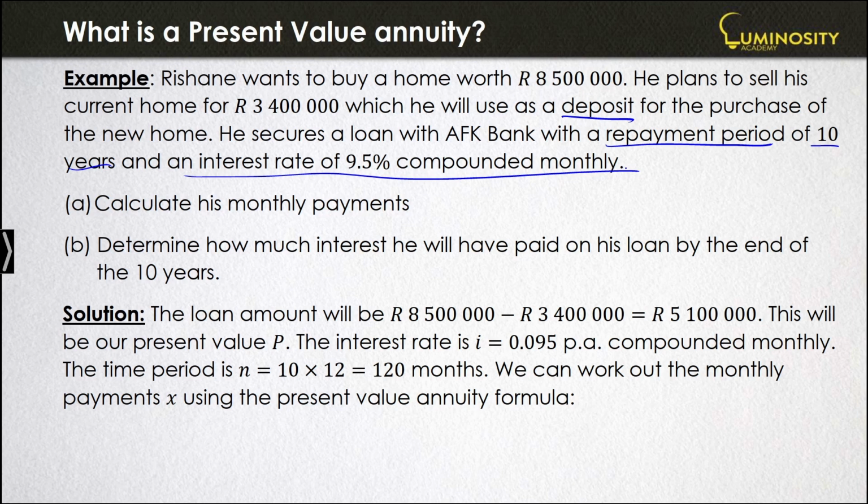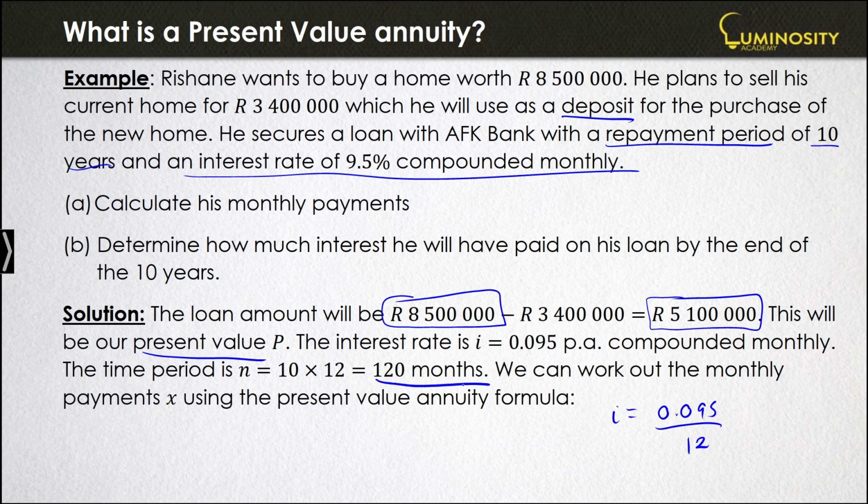Okay, so the loan amount is that 8.5 million Rand, but he's sold his house for 3.4 million Rand. So essentially, he needs 5,100,000 Rand. That is our present value. That's what we want to borrow presently. The interest rate is 0.095 compounded monthly. So that means i is going to be 0.095 divided by 12. And n is 10 years times 12 months, which is 120 months.